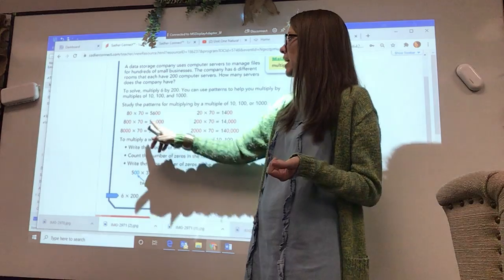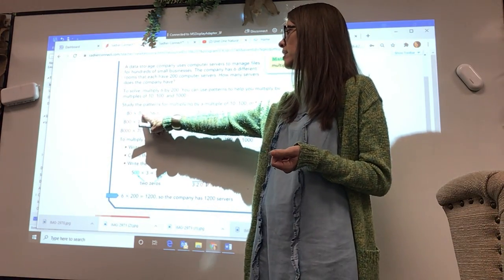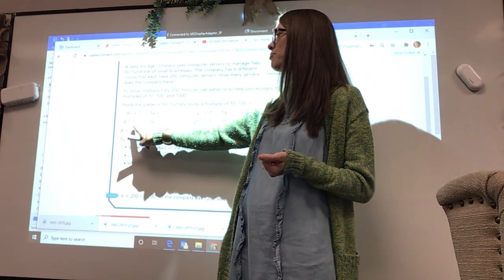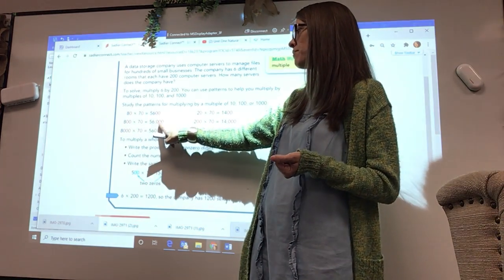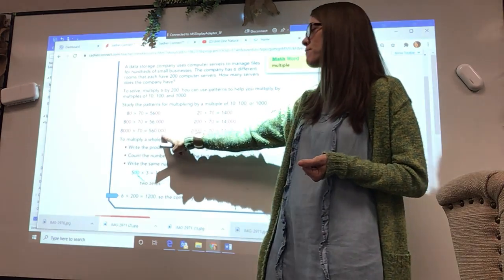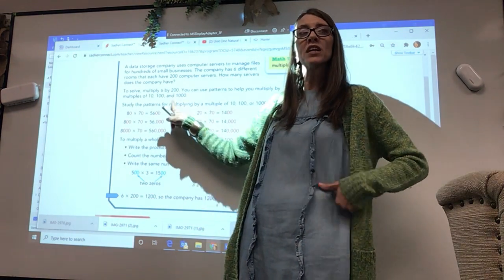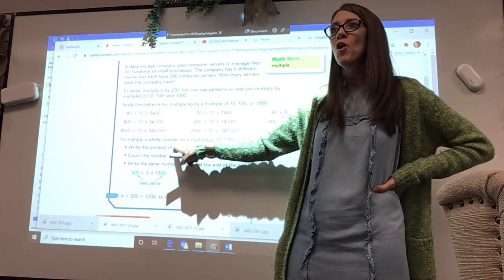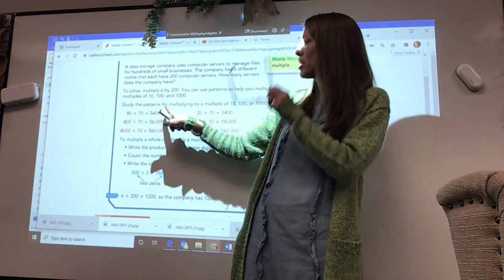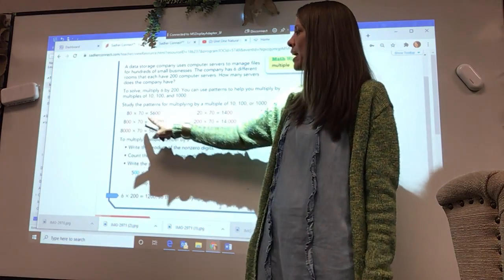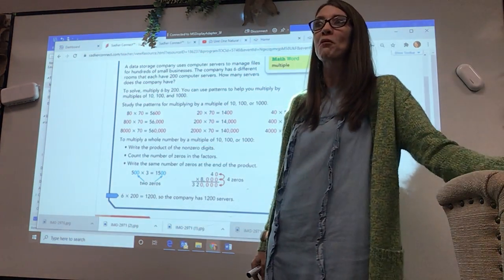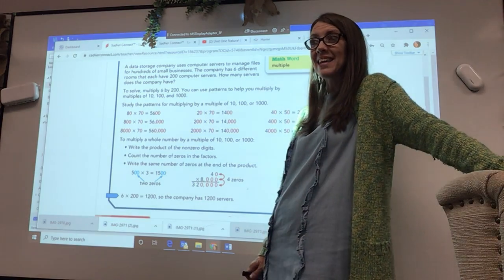So let's look at this. If you take 80 times 70, you get 5,600. If you take 800 times 70, you get 56,000. If you take 8,000 times 70, you get 560,000. Look at this right here. What is the pattern or the rule that you think you can maybe find by looking at this? It gave you a little hint by keeping all the zeros in red.